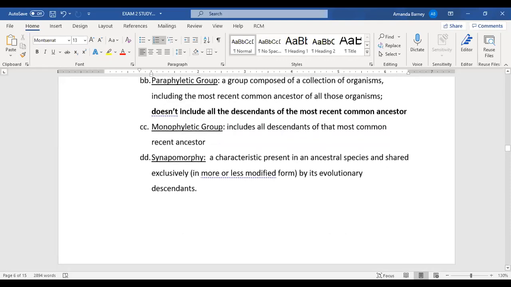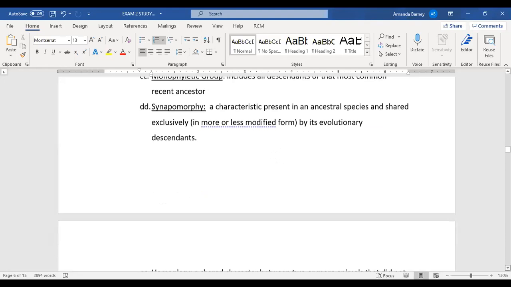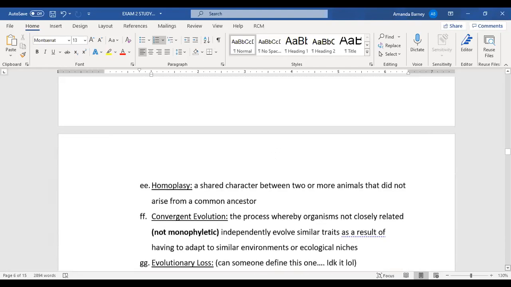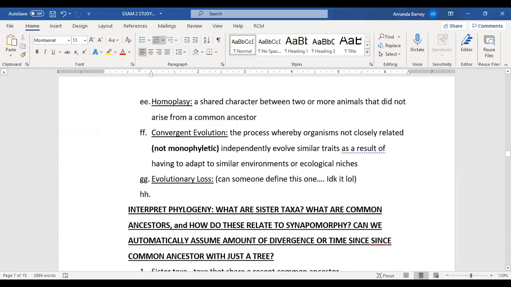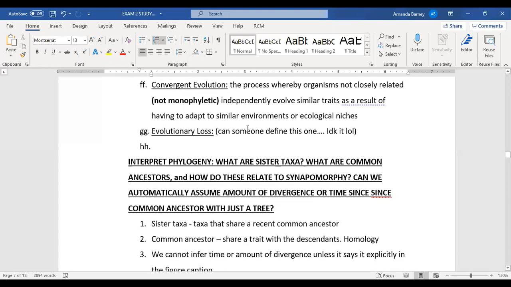Synapomorphies are just the shared characteristics. So hair in dogs and humans, that would be a synapomorphy. Homoplasia, we talked about that. It's the character between two, it arose not from a common ancestor, but from two different ancestors. They evolved convergently. Oh, I didn't go back and I'm sorry, Jillian, I didn't define evolutionary loss there for you.